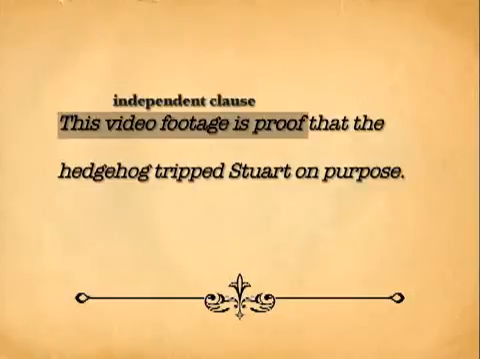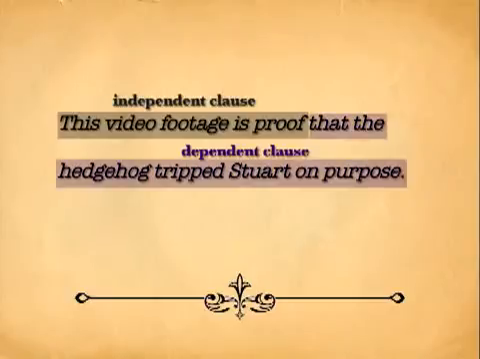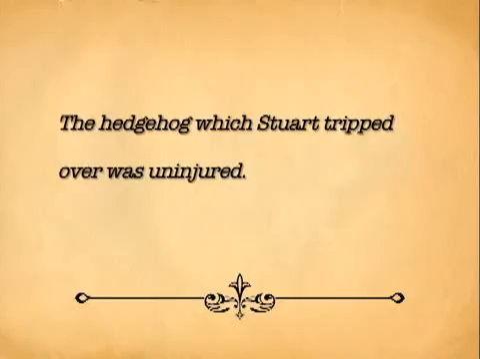We have our independent clause: this video footage is proof. The dependent clause, again, provides us additional information. What is it proof of? That the hedgehog tripped Stuart on purpose. Again, if you eliminate that, this relative pronoun, you could say the hedgehog tripped Stuart on purpose and have a complete sentence. But the relative pronoun is signaling that what follows it is subordinate.